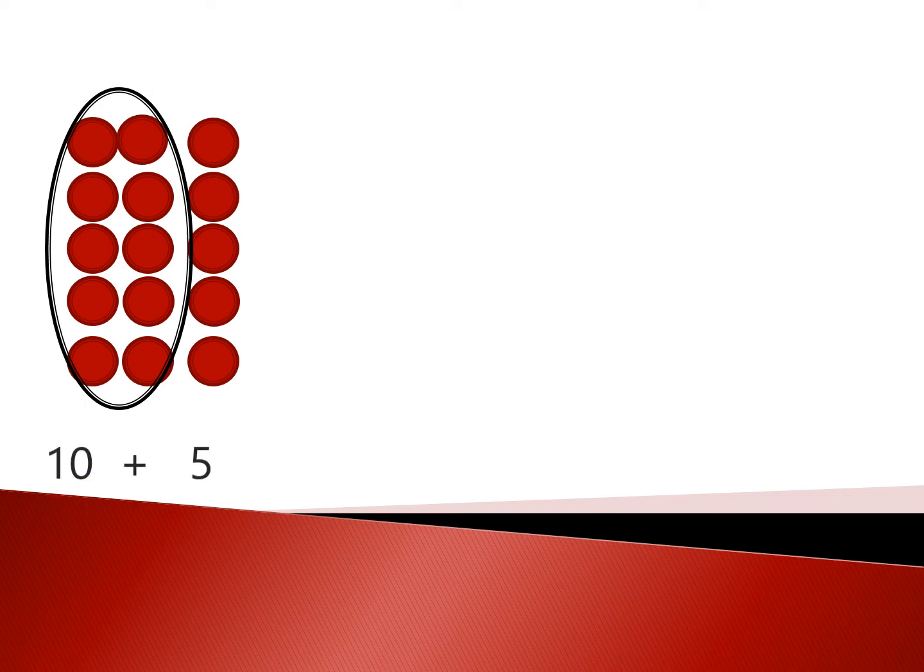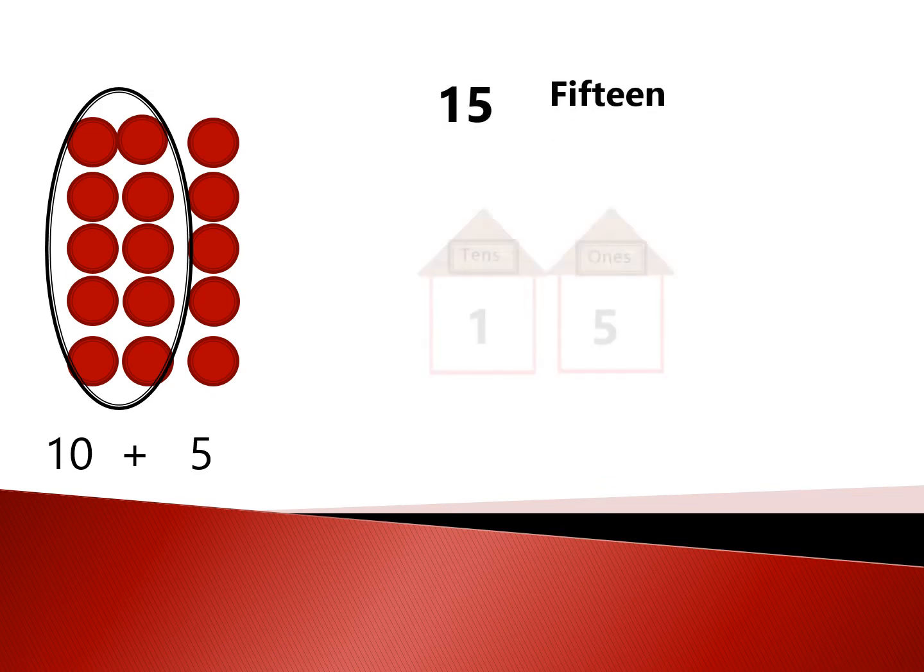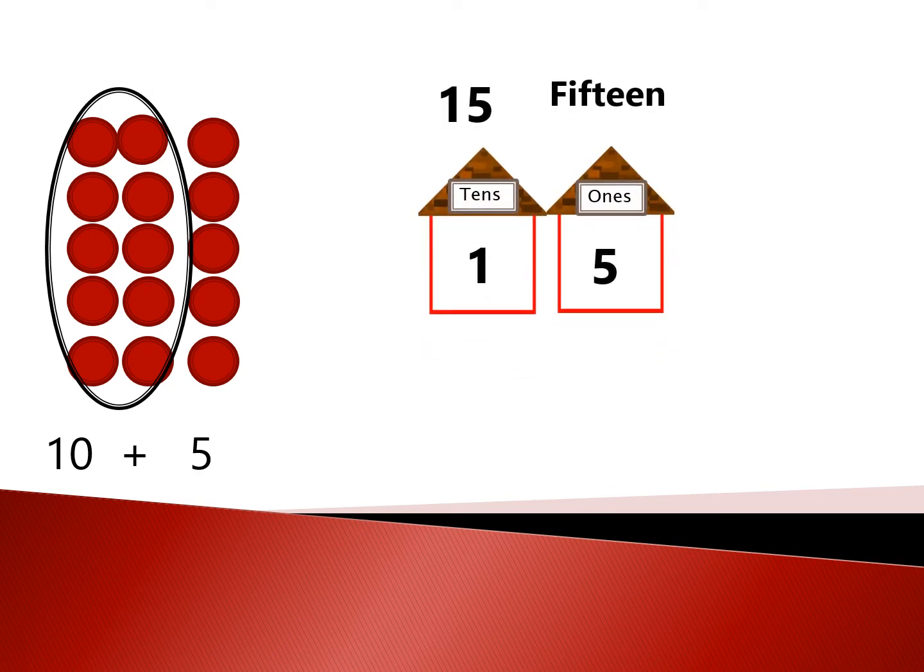If you look at the circles, we count 10. There's one group of 10 and 1, 2, 3, 4, 5 ones. So we write 10 plus 5, 15. 15 is 1 ten and 5 ones.